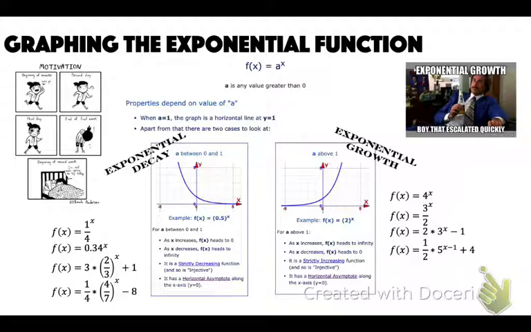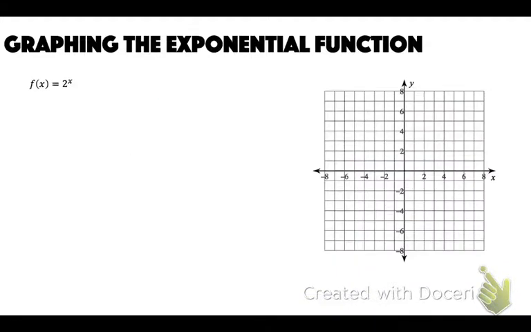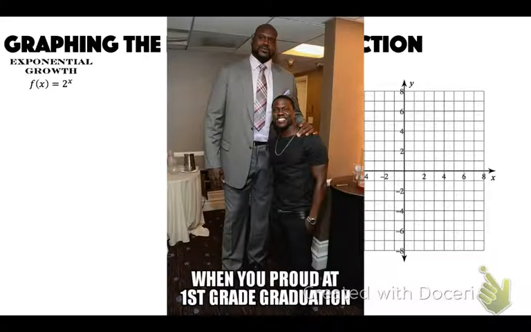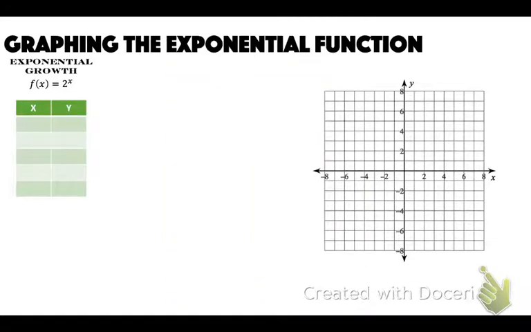On the right over here, we have exponential growth. So 4 is greater than 1, 3/2 is greater than 1, 3 is greater than 1, 5 is greater than 1. Makes sense? Okay, so let's graph this. First, this is going to be an exponential growth because it's 2 to the x power. We're just going to do this by plotting points.